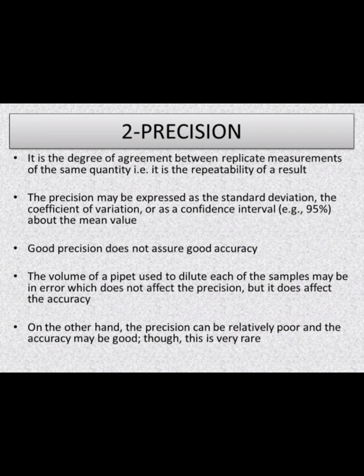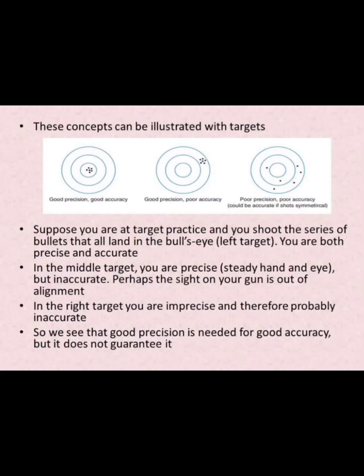The volume of a pipette used to dilute each of the samples may be in error, which does not affect the precision, but it does affect the accuracy. On the other hand, the precision can be relatively poor and the accuracy may be good, though this is very rare. So, for better understanding, I have shown the different figures of precision given. These concepts may be illustrated with targets.